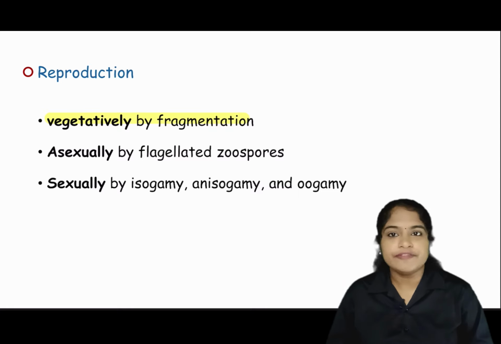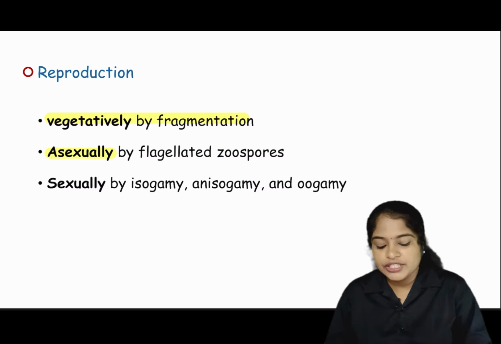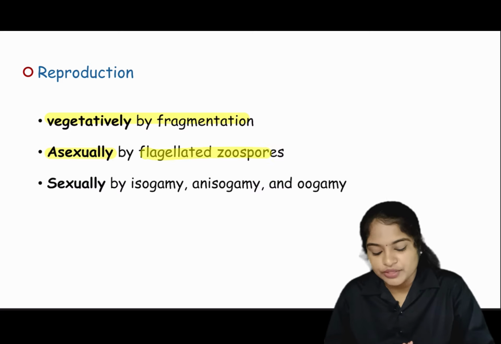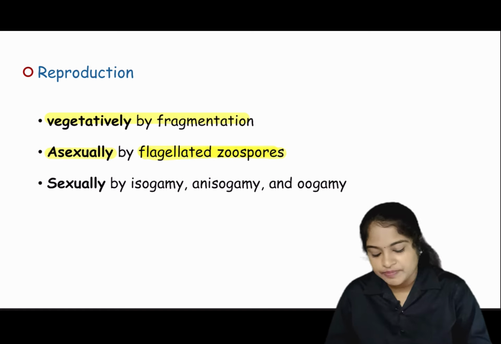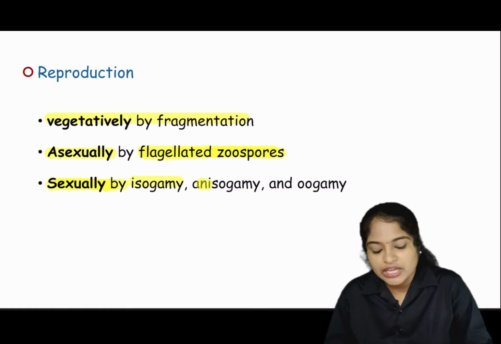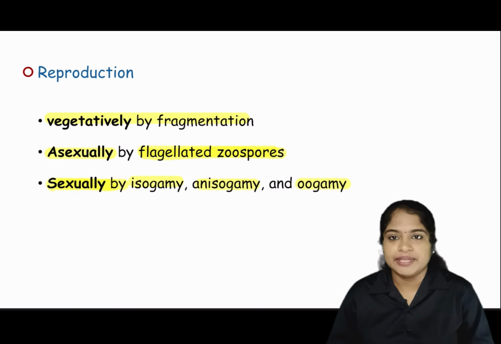Vegetatively they reproduce by fragmentation. Asexual reproduction is by flagellated zoospores. It is very important: asexual reproduction is done by flagellated zoospores. And sexual reproduction is by isogamy, anisogamy and oogamy.